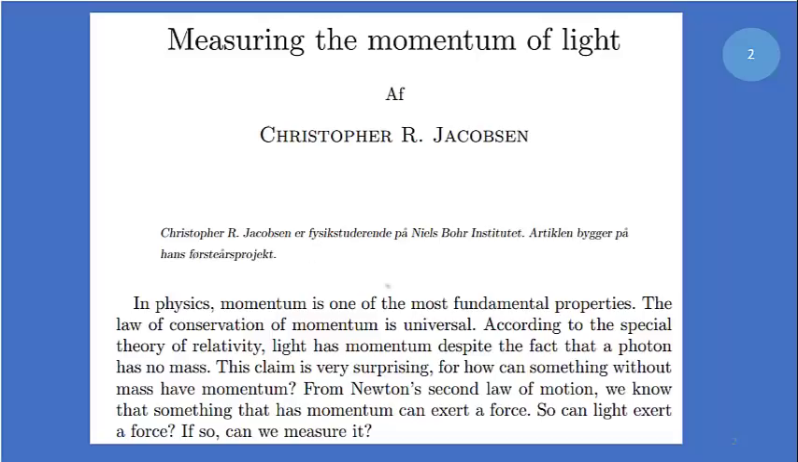So let's read this. In physics, momentum is one of the most fundamental properties. The law of conservation of momentum is universal. According to the special theory of relativity, light has momentum despite the fact that a photon has no mass. This claim is very surprising. For how can something without mass have momentum? From Newton's second law of motion, we know that something that has momentum can exert a force. So can light exert a force? And if so, can we measure it?